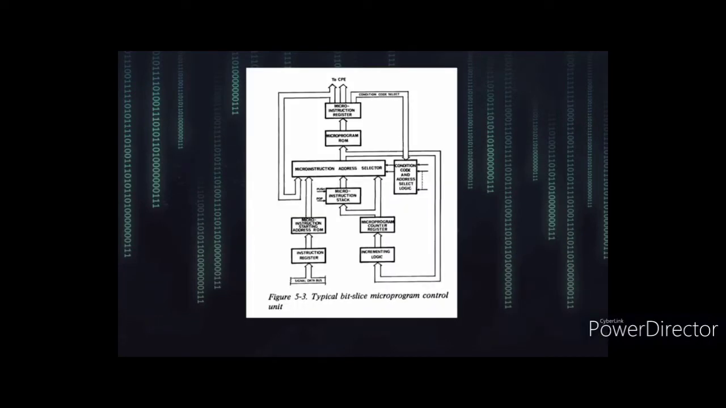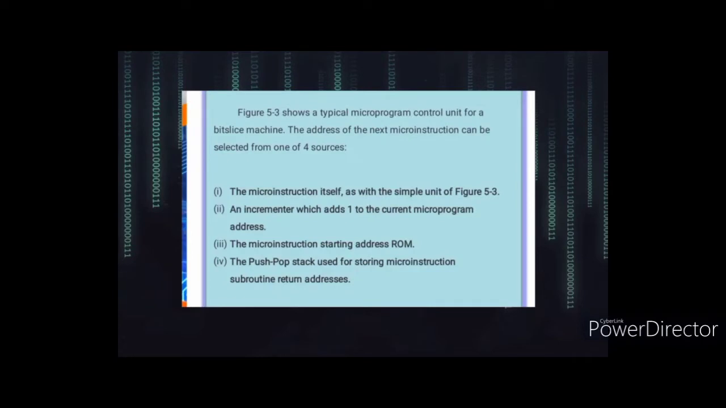Figure 5.3 shows the typical microprogram control unit for a bit-slice machine. The address of the next micro-instruction can be selected from one of 4 sources. First, the micro-instruction itself, as with the simple unit of figure 5.2. Next is an incrementer, which adds 1 to the current microprogram address, and then the micro-instruction starting address ROM. Lastly, the push-pop stack used for storing micro-instruction subroutine return addresses.